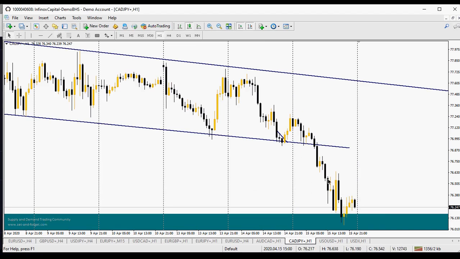Just to remind you, if it's a bearish candle, we have the high here, but we have the what? Open at the top, it closed at the bottom. That's why it's a bearish candle. And here is the low.